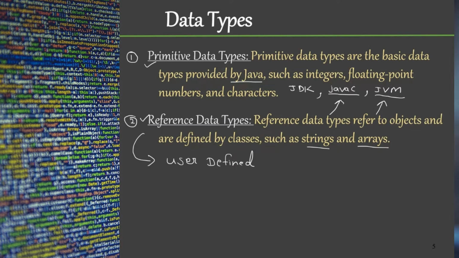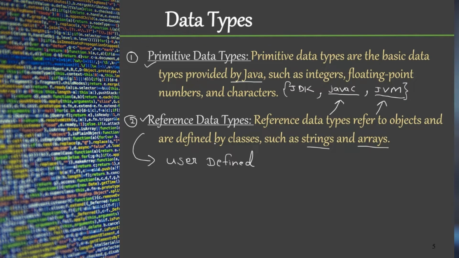Let me say it one more time. There are two kinds. One is primitive, which is called inbuilt, given by the JVM, Java compiler, and JDK together, that is, primarily given by Java itself. Then the reference types are user defined.